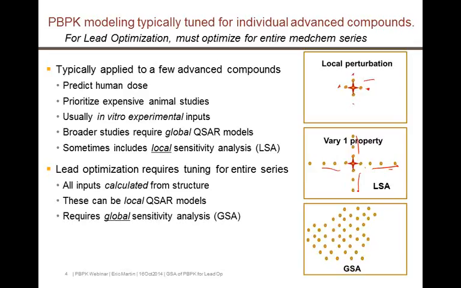For a lead optimization on a whole medchem series, a different set of requirements. All of the inputs have to be calculatable from structure because the compound hasn't been synthesized yet. There's an advantage in that all being from the same medicinal chemistry series, local QSAR models can be built and used specifically for this problem. And the sensitivity analysis now has to be global sensitivity analysis, and that's illustrated in this last box where the rectangle is supposed to be a compound property space, and the dots here represent simultaneous variations of all of the input properties to cover the full combination of possibilities and get a response surface of bioavailability versus all of those property combinations.